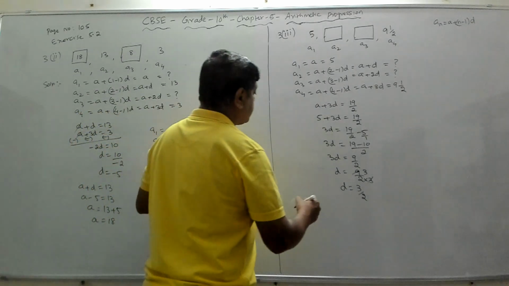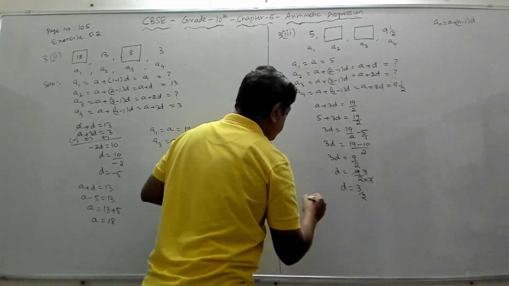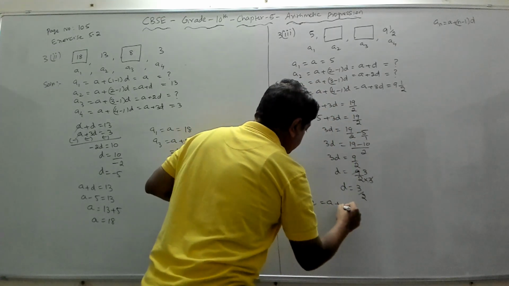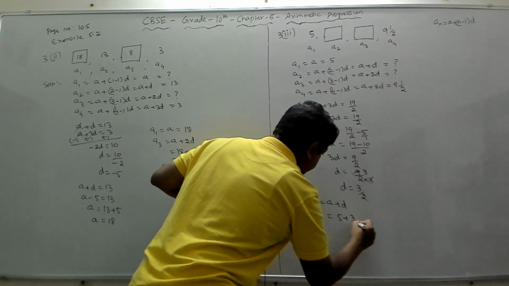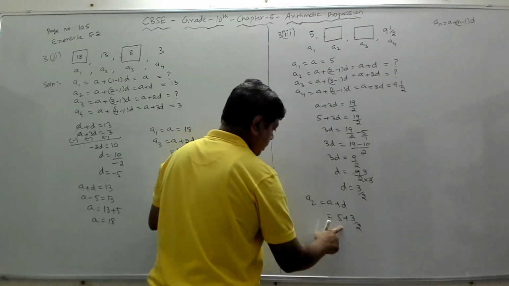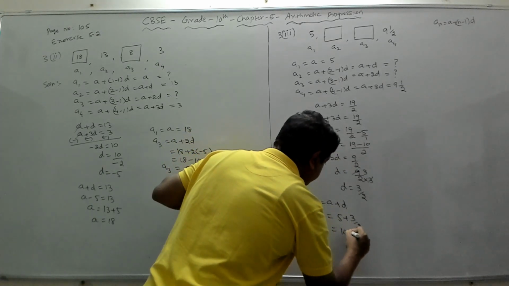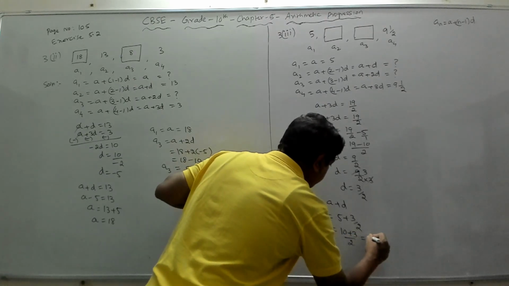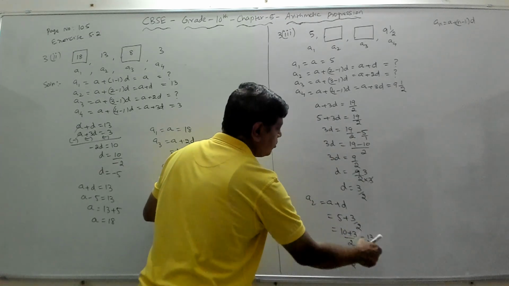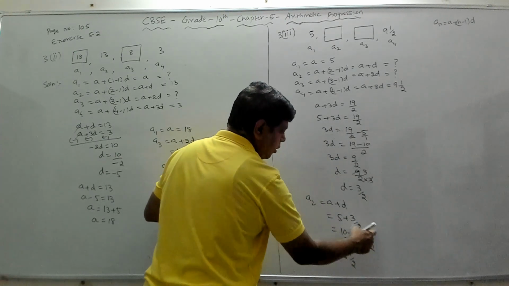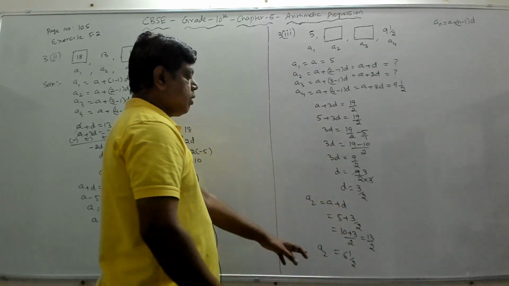So now what is our A2? We have found D, we know A. A2 is A plus D, and A, the first term, is 5 and D is 3 by 2. If you add 5 plus 3 by 2, you get 10 plus 3 by 2, which is 13 by 2. And 13 by 2, converting the improper fraction into a mixed fraction, is 6 1 by 2. So A2 is 6 1 by 2, right?